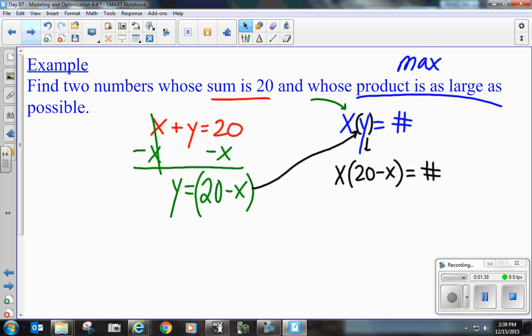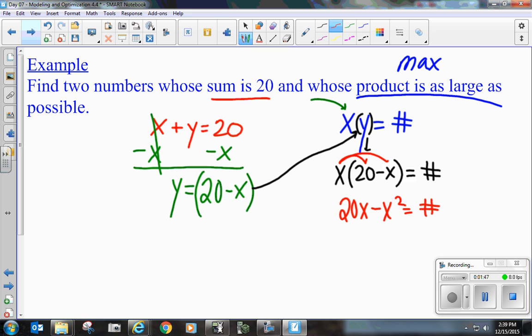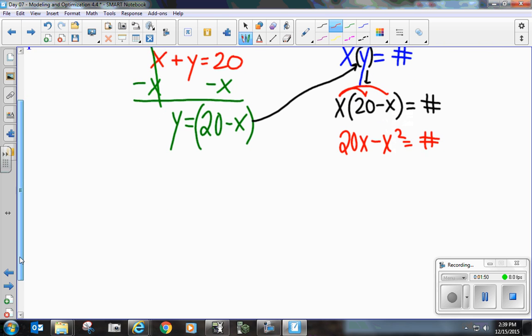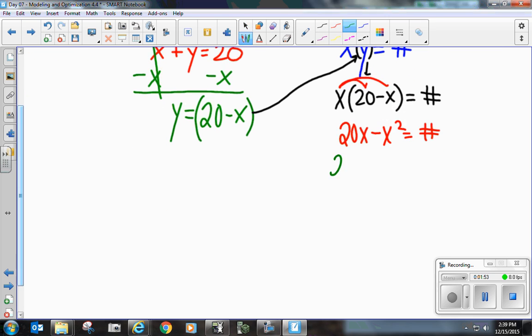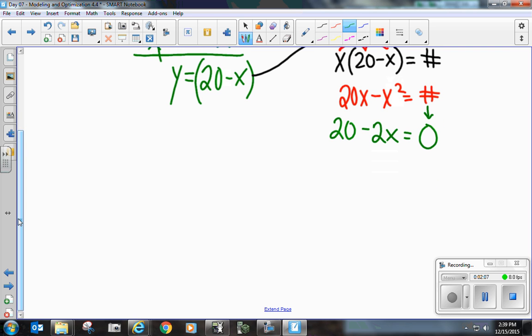Let's make it even easier. I'm going to distribute this x into here. So I've got 20x minus x squared equals some number. Now I'm ready to take the derivative of that. The derivative of this will be 20 minus 2x equals, since this is a constant, the derivative of any constant is 0. All right? I want to solve that so I know what value of x a critical point occurs at. Well, if I add 2x to both sides, I get 20 equals 2x. Therefore, x equals 10. That's where one of my critical points happens.